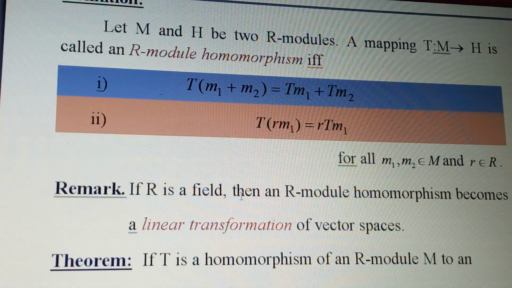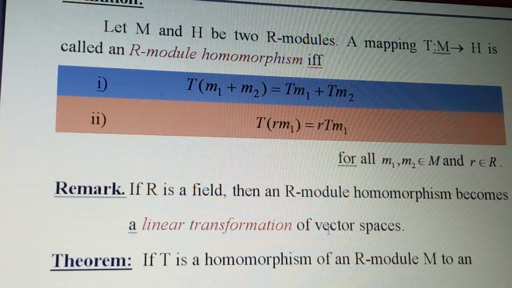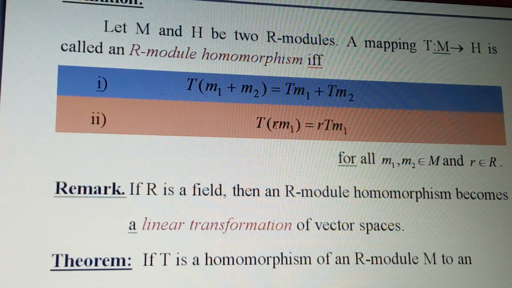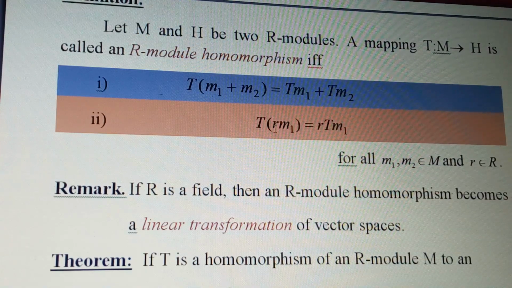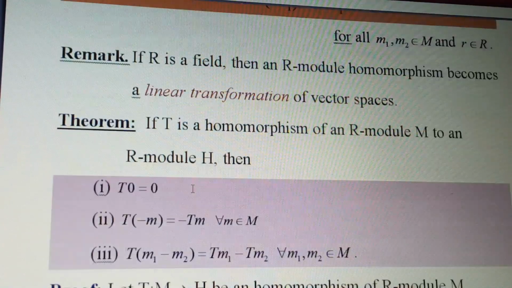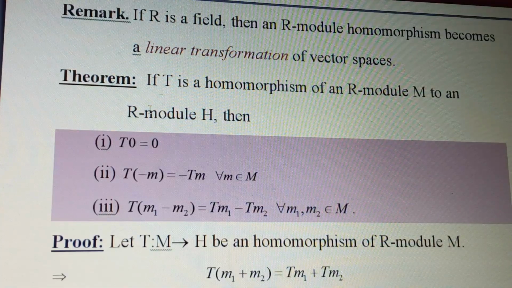Let R be a field, then an R-module homomorphism becomes a linear transformation over a vector space. Here r is an element of a ring, and in a field, r means alpha is an element of the field. This is the theorem.